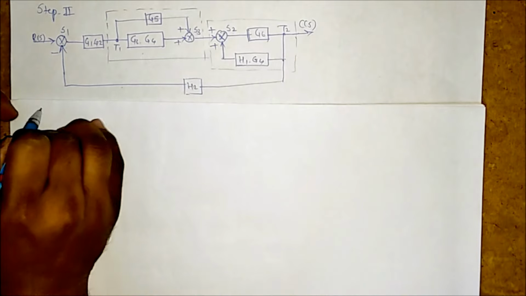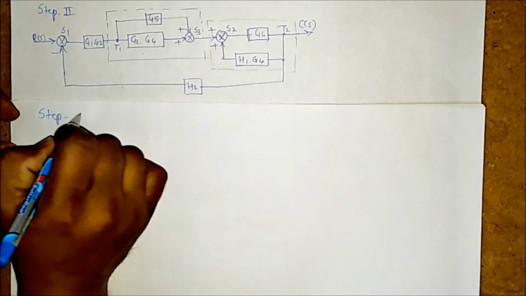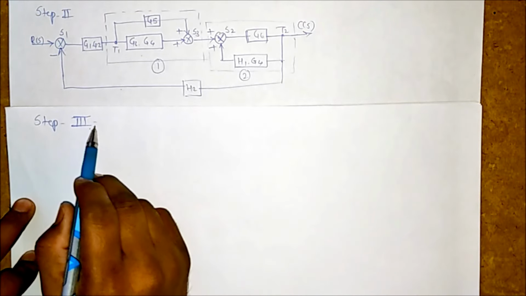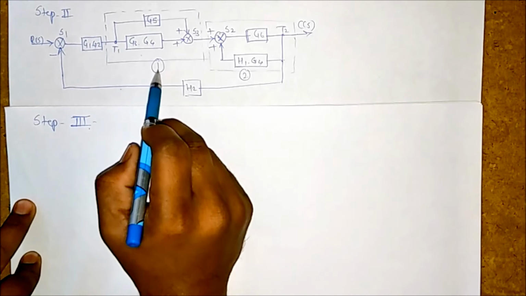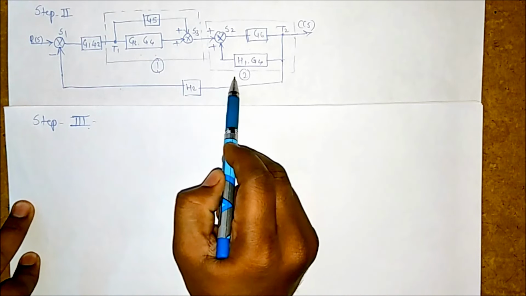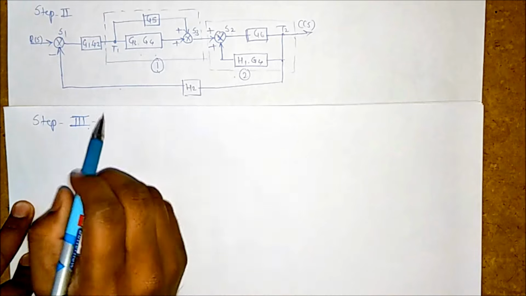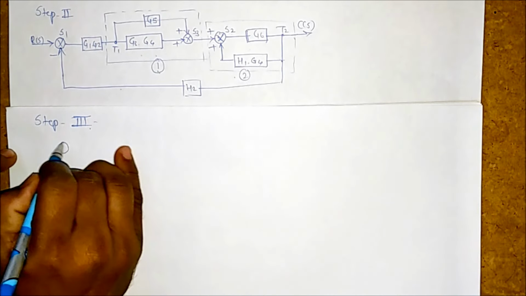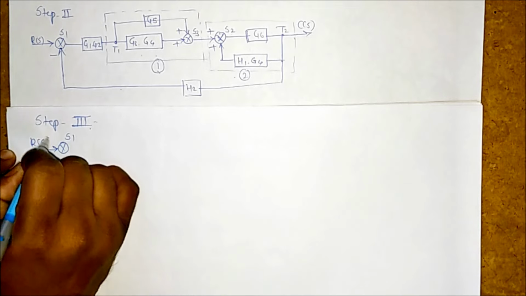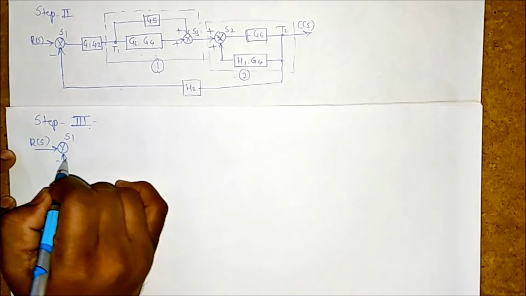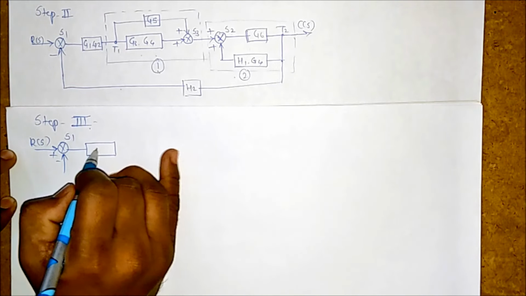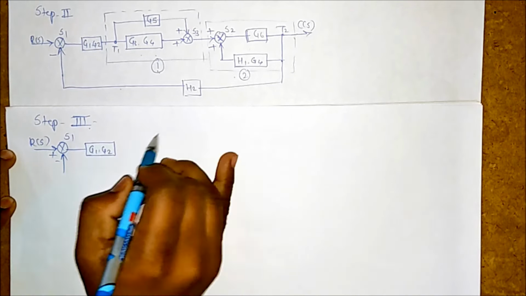Now step 3. In step 3, I am going to apply two rules. One is the parallel loop formula and the second one is the elimination of feedback loop. Now let us see here. This one is the S1 block. Input is R(s), negative sign. This one is having a positive sign. This one is G1 into G2.